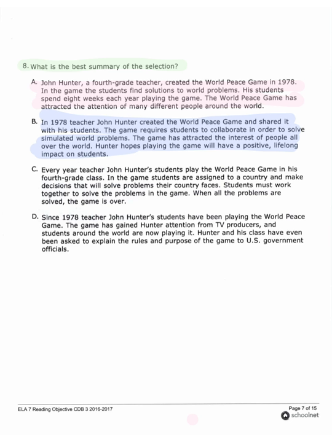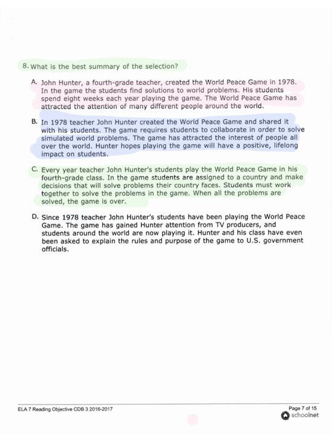B. In 1978, teacher John Hunter created the World Peace Game and shared it with his students. The game requires students to collaborate in order to solve simulated world problems. The game has attracted the interest of people all over the world. Hunter hopes playing the game will have a positive, lifelong impact on students.